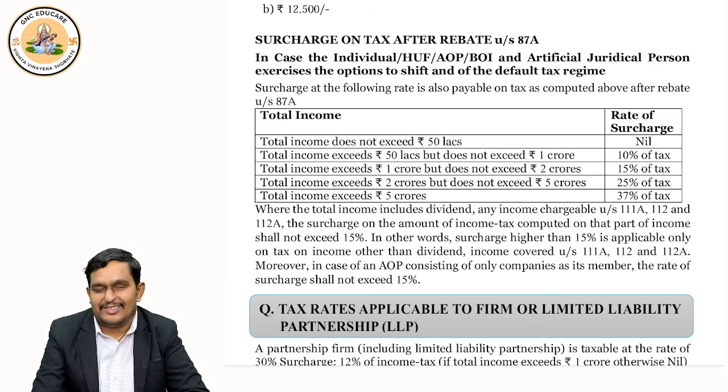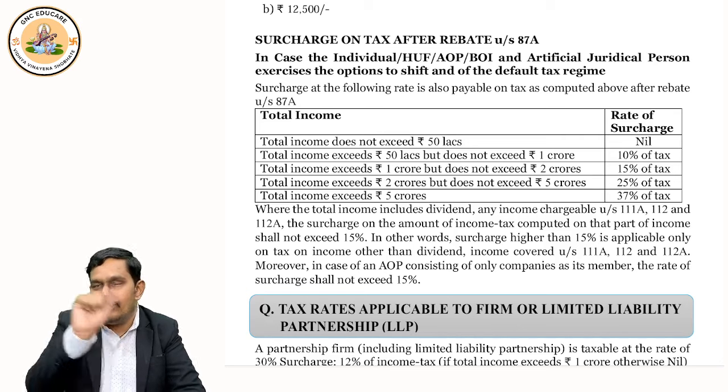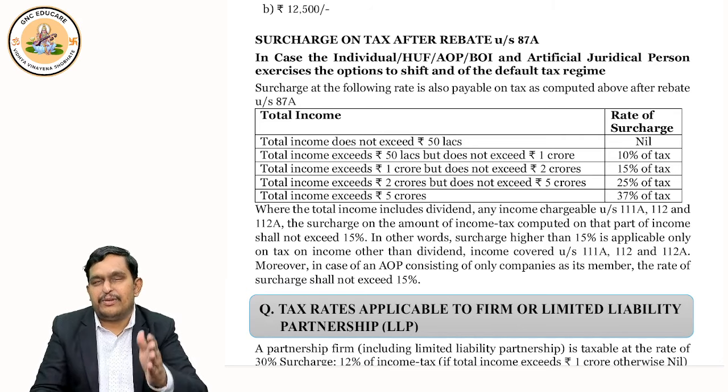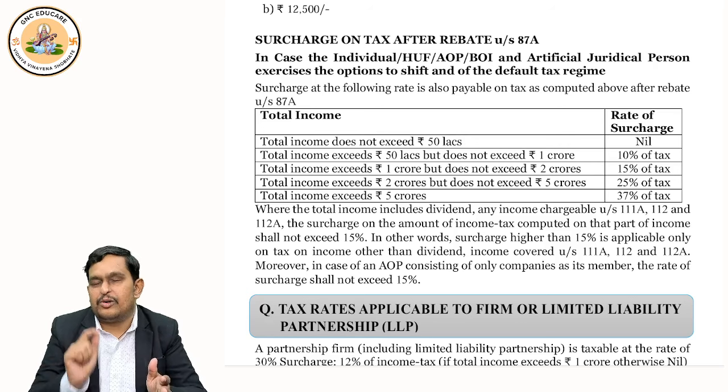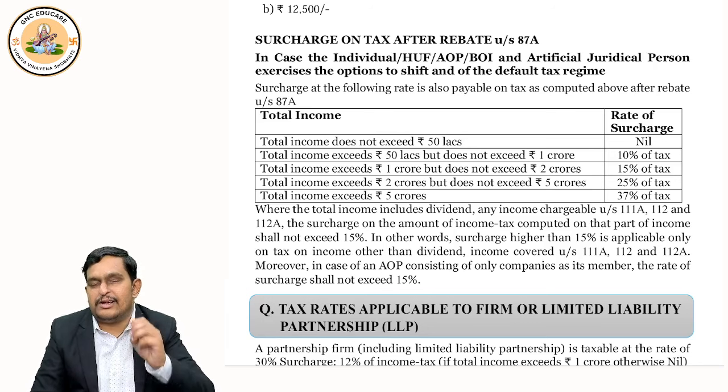Okay? I'll tell you up to 50 lakhs how much is the rate of surcharge. Up to 50 lakhs, no surcharge, 0. But if it is 50 lakhs 1 rupee to 1 crore, then 10%. 1 crore 1 rupee to 2 crore, 15% surcharge. 2 crore 1 rupee to 5 crores, 25% surcharge. Very good. Excellent. Now come to above 5 crores. That is 5 crore 1 rupee or above income.